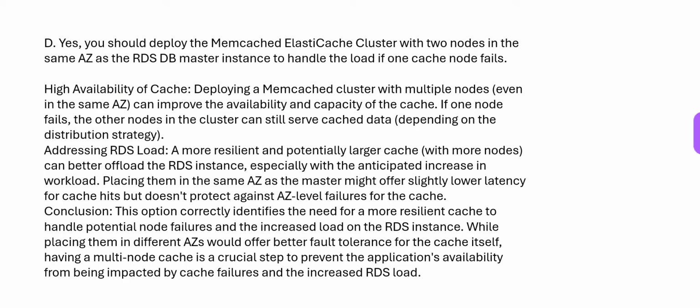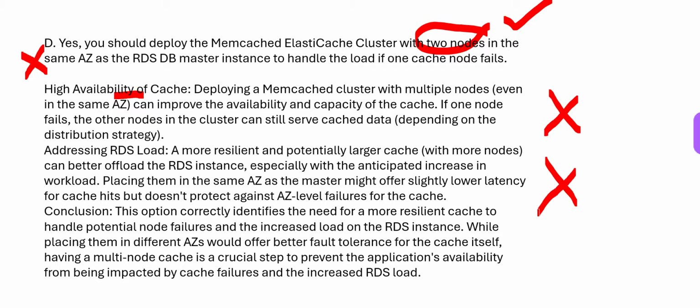No. Option D is telling boss, fantastic, you deploy an ElastiCache cluster with 2 nodes. Two nodes is a good thing. The bad thing here is they are telling you to do it in the same AZ. So what if the AZ fails? Your cache is still not highly available. For high availability, you should go across multiple AZs. Otherwise your RDS will get overloaded and crash.